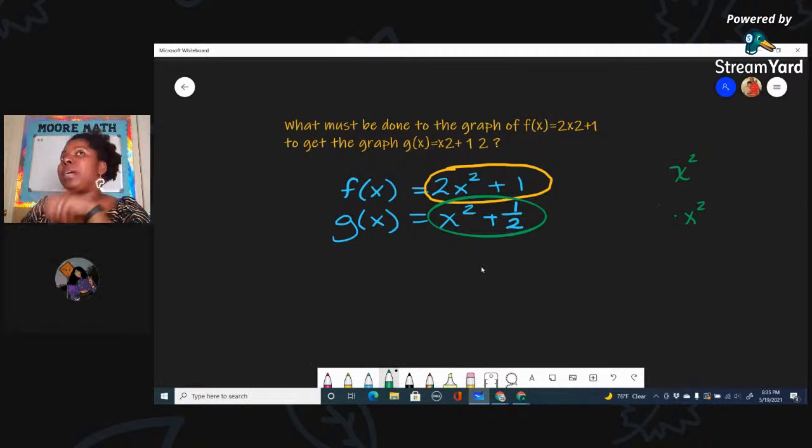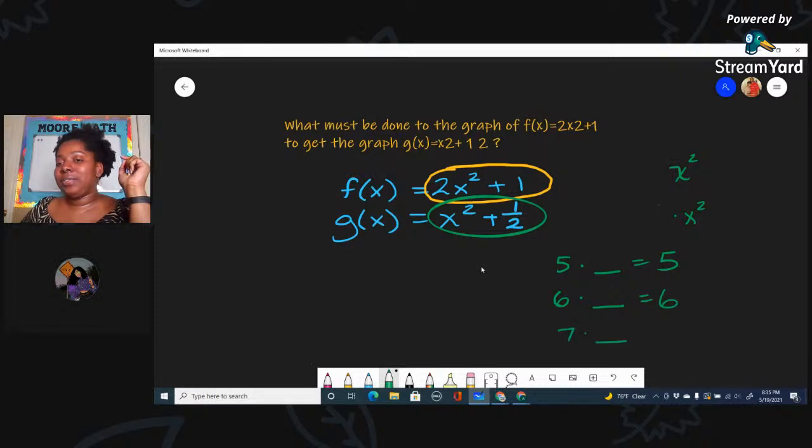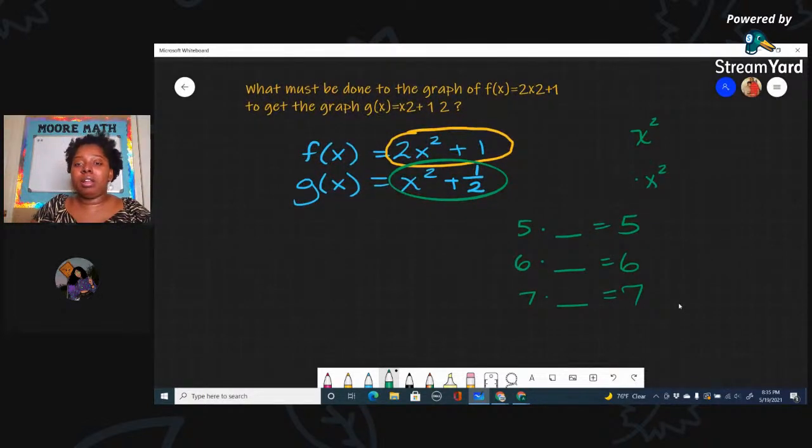So 5 times what equals 5? 6 times what equals 6? 7 times what equals 7? What number when I multiply? X times x over 2? Not x over 2. So just look at the numbers. So let's just work with numbers, right? So 5 times what always gives you 5? 1. Oh, 1. There we go.